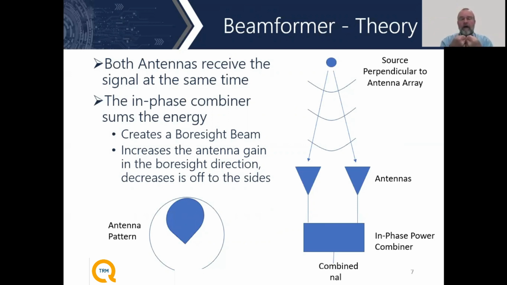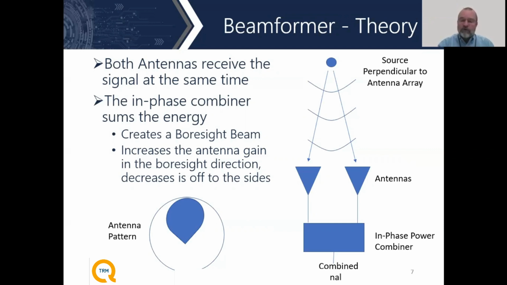vectorially, and you will receive twice the signal that you would receive if you just had one antenna by itself. This, by its nature, creates what we call a boresight beam, which means that both antennas are receiving energy perpendicular to the array itself.